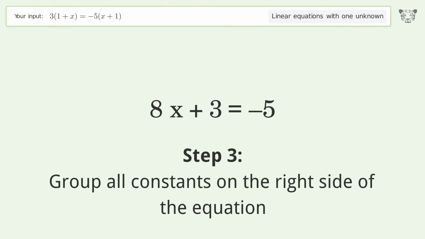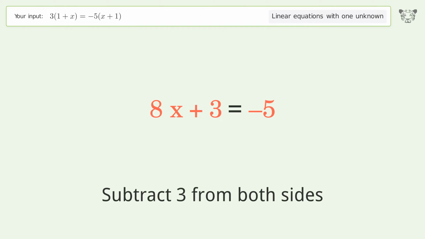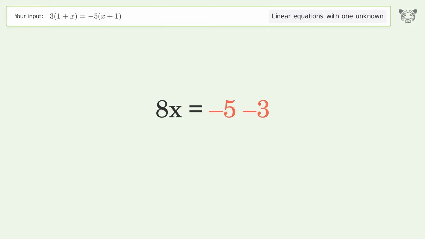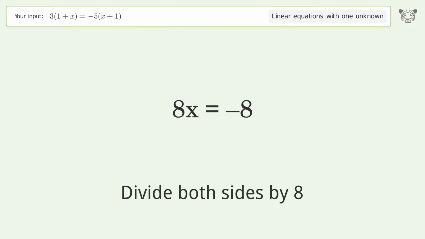Group all constants on the right side of the equation. Subtract 3 from both sides. Simplify the arithmetic. Isolate the x. Divide both sides by 8.